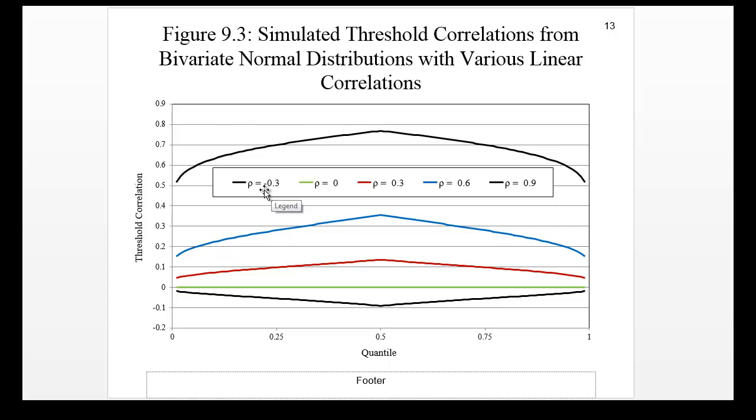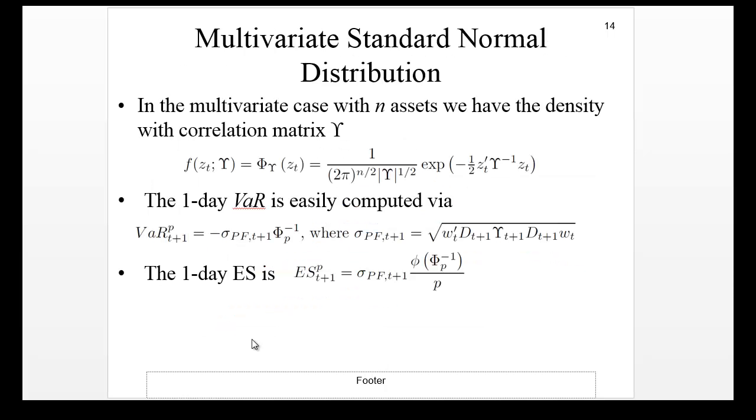So for a rho of minus 30%, you're going to have this threshold correlation at the bottom. Then this would be for 0, 30%, 60%, and then 90%. The multivariate normal distribution: before it was the bivariate, now we're going to have multivariate. You can have n assets, so we have n returns and we have a correlation matrix across those n returns. So how would the multivariate look? Well, this would be the density function, and then here we have how to compute the value at risk and how to compute the expected shortfall.